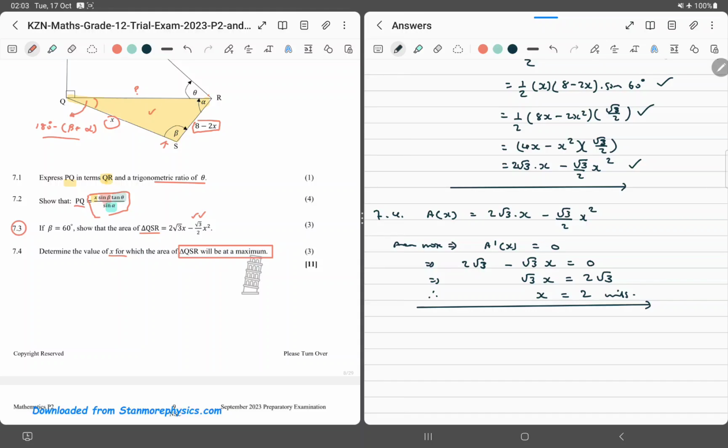Anyway, now let's go on. We're getting 3 marks there. So I think the derivative is important and equating it to 0 is important in solving for x.